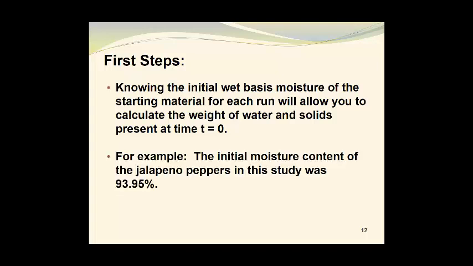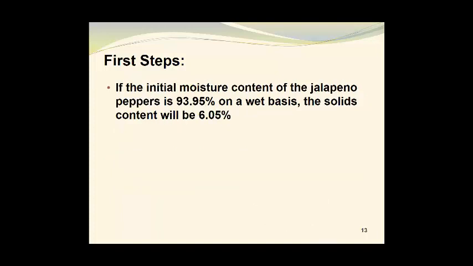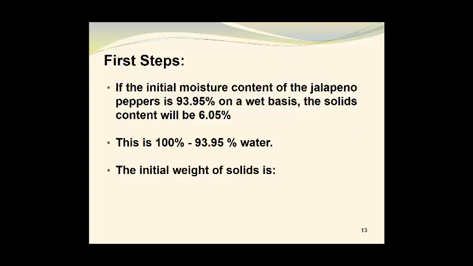For example, the initial moisture content of the jalapeno peppers in this study was 93.95%. If the initial moisture content of the jalapeno peppers is 93.95% on a wet basis, the solids content will be 6.05%. And this is simply 100% minus the percent water.